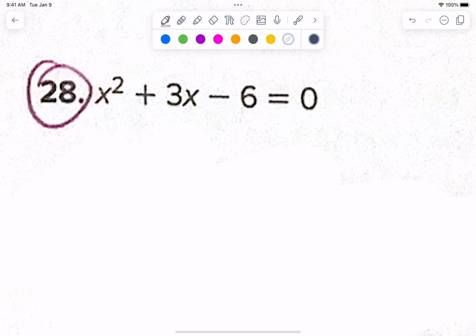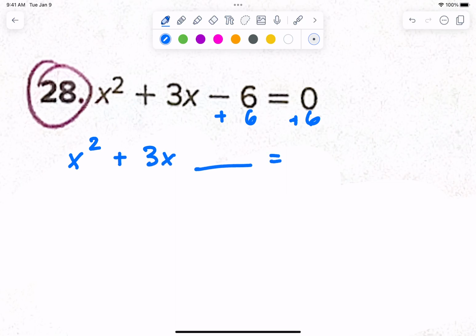This is full blown completing the square. What do we do first on 28? It's a simple trinomial kind of, but we're completing the square. We got to move this 6 over. Add the 6, add the 6. So x squared plus 3x, leave a little bit of room, equals 6 plus blank.